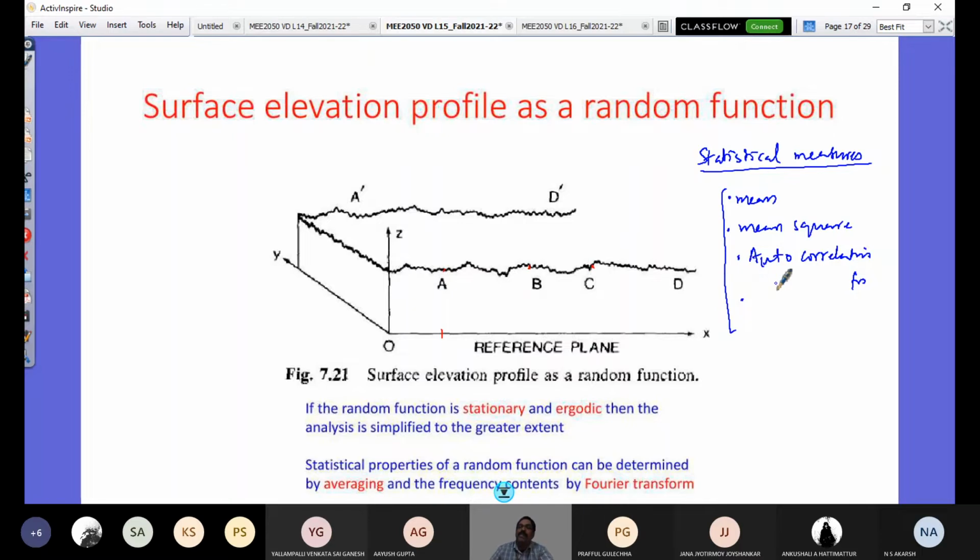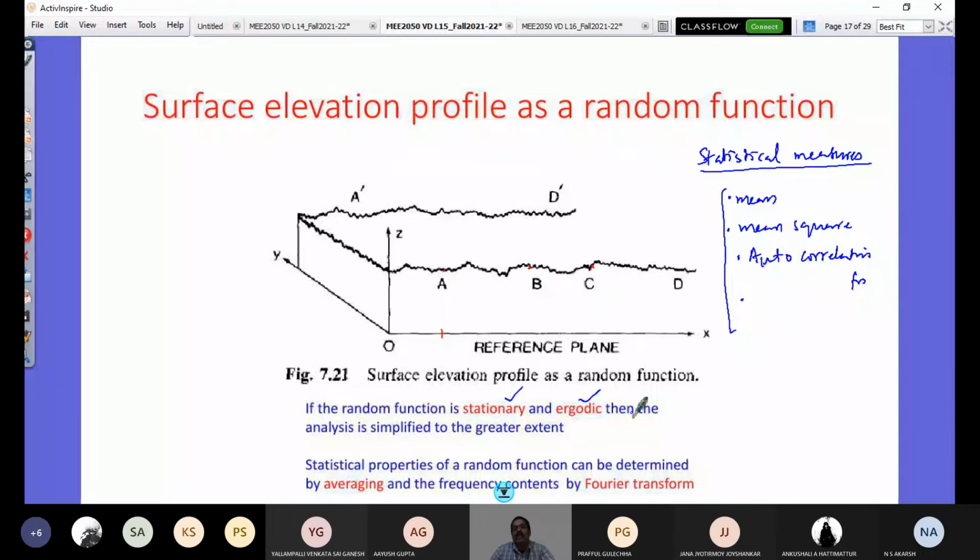So if I have such measures, that is quite sufficient to account for the road and take that road as an input to our vehicle model. This road profile can be represented by random functions, as we have seen, and can be called a stationary function or ergodic function. When can I say this is a stationary function and ergodic function?